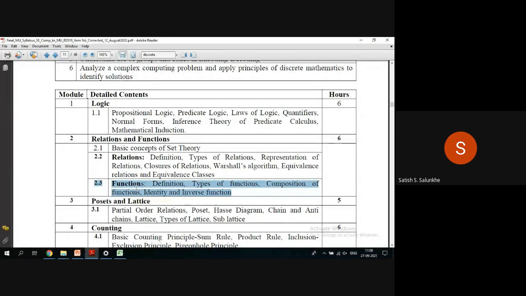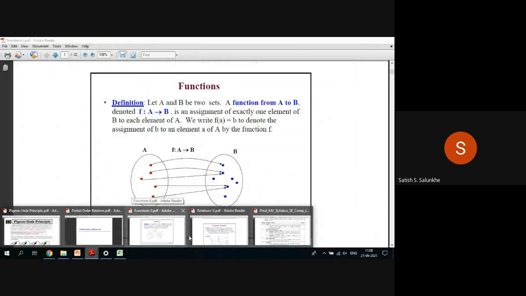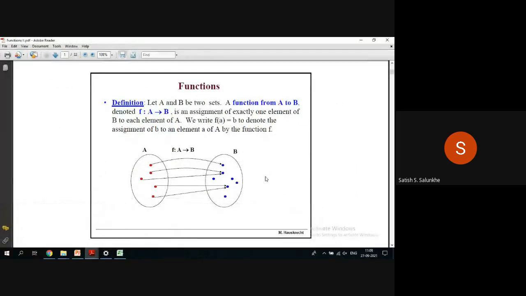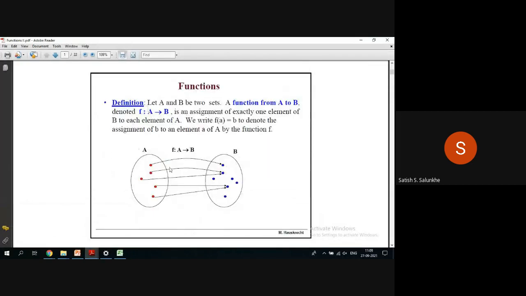Every function is a relation. Please try to understand: every function is a relation, but every relation is not a function. So exactly what is the difference, that we will try to understand now. Let us say this is one set, this is another set, and this function is nothing but a relation. There is some association from this set to this set.